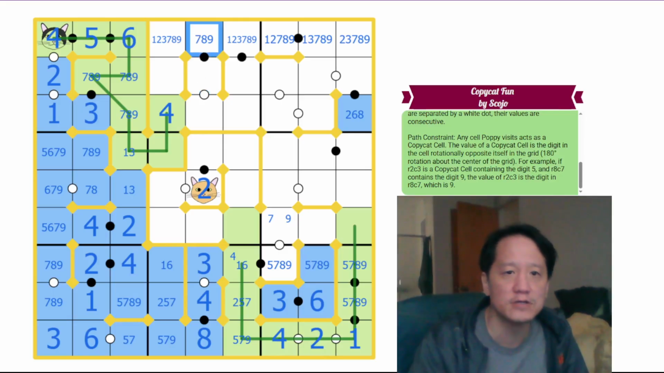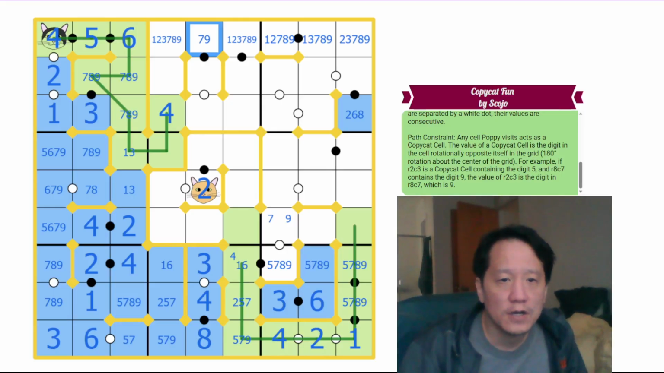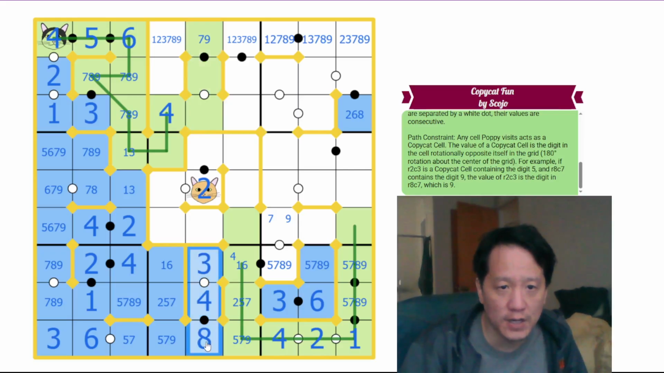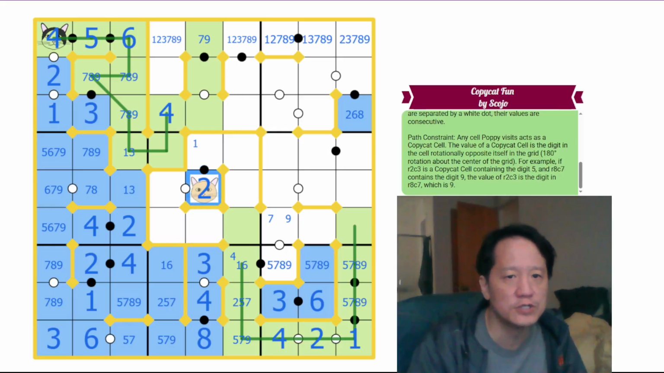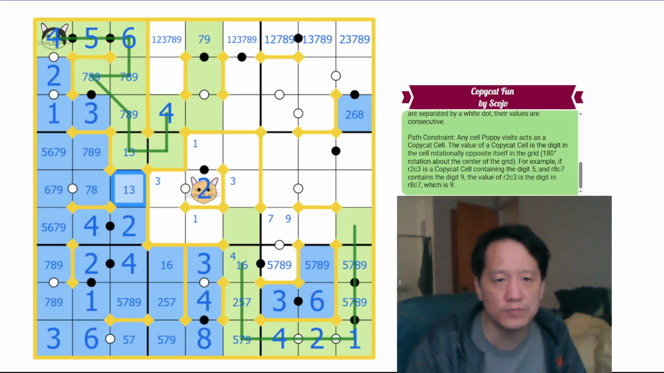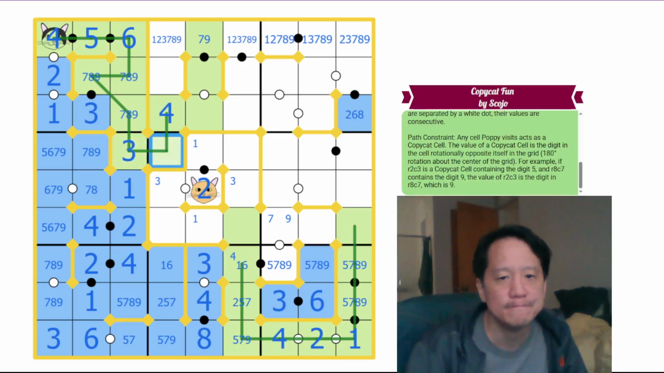This can't be 8. So it has to go through all 3 of these, at least. But we don't know which way. It can go that way, it could go this way. That satisfies all of it, actually. So the copycat's that. One of these is a 1. We're not sure which. That means to be consecutive, this must be a 3. So this can't be 3. This is 1, which makes this 3.